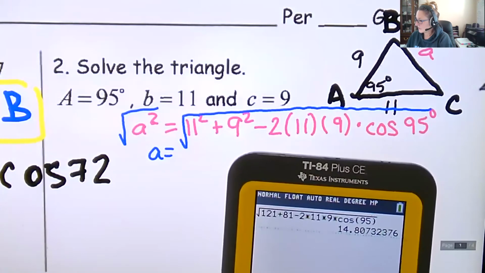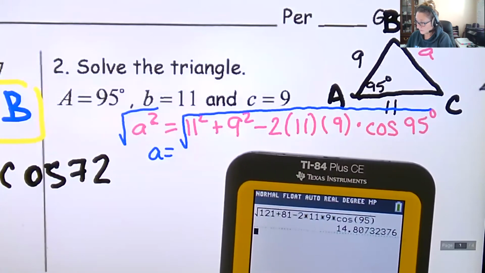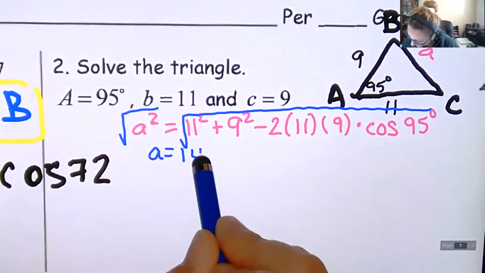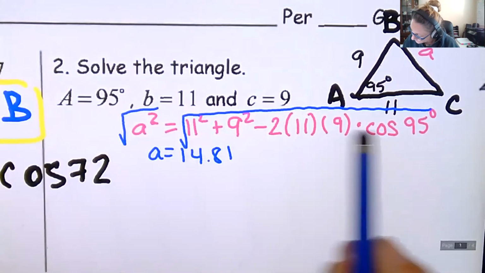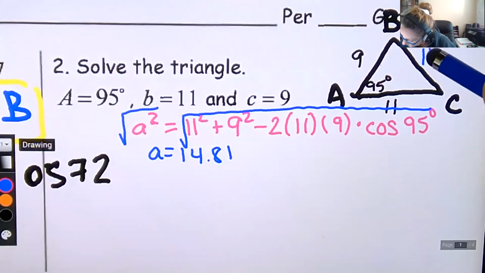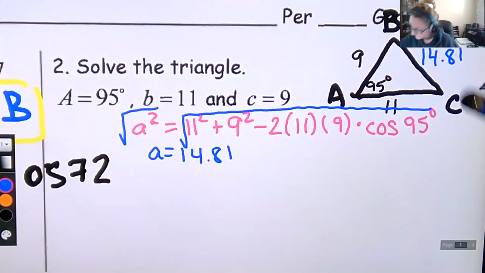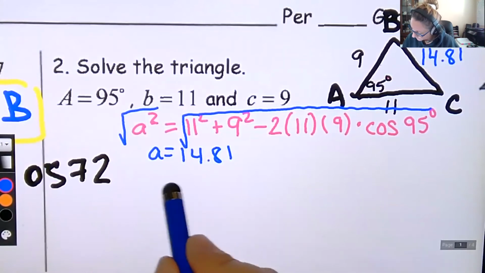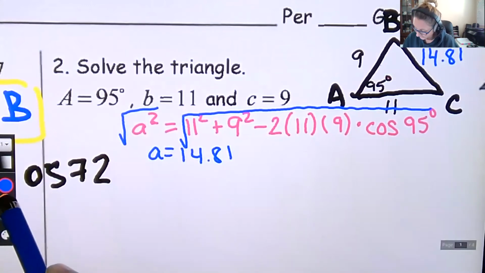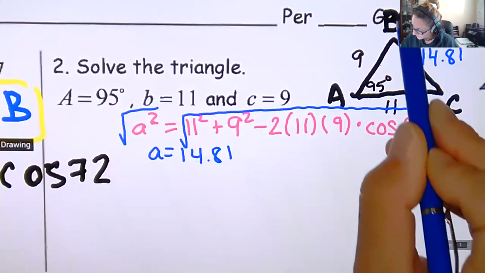And I end up getting 14.81 if I round. Okay, so 14.81. So that is my A. So now here, this is 14.81. Okay. So now I can just use law of sines if I want. Or I can do law of cosines. So let's say I do law of sines, and I'm trying to find, let's say, next I'm trying to find, let's say B.